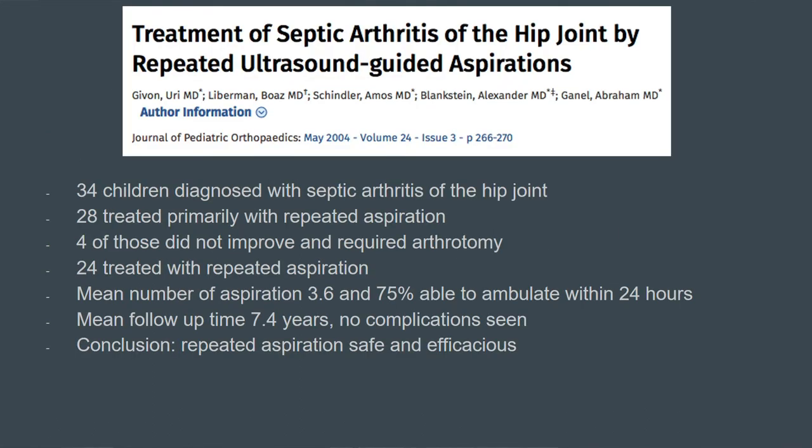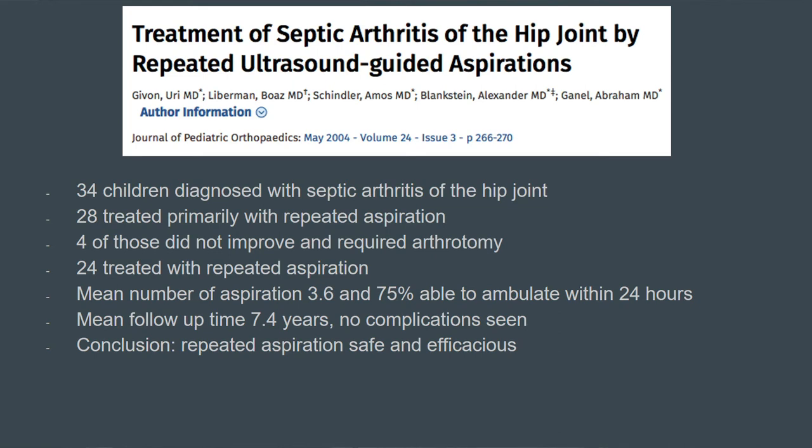Here, this is just a study looking at treatment of septic arthritis of the hip in 34 pediatric patients. 20 of them were treated with repeated aspiration. 4 of them eventually needed surgery with arthrotomy. But then the 24 that were treated with arthrocentesis, the number of times that they recorded was 3.6, and 75% of these patients were able to ambulate on the second day.